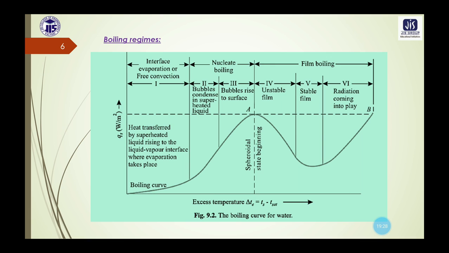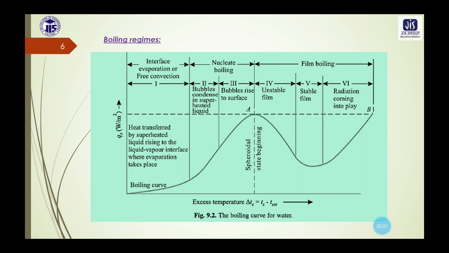Now, when the nucleate boiling ends after zone 3, then in zone 4 the film boiling gets started. So here we can see in this diagram of the boiling curve for water, a point A is given, which is at the end of zone 3 and at the start of zone 4. That means at the end of nucleate boiling and at the start of film boiling.